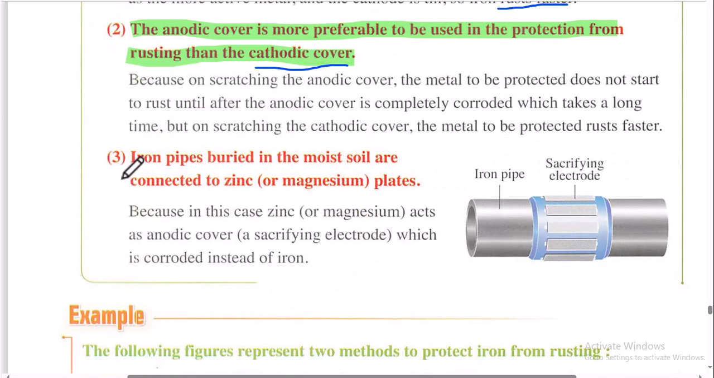The iron pipes buried in the moist soil are connected to a zinc or magnesium plate. They are exposed to moisture, so we connect them with another, more active metal, which is corroded instead of the iron. As its oxidation potential is higher, in the galvanic cell formed from iron and magnesium or zinc, the zinc or magnesium acts as anode, so it is corroded instead of iron.